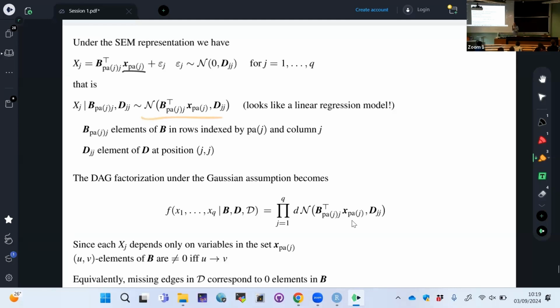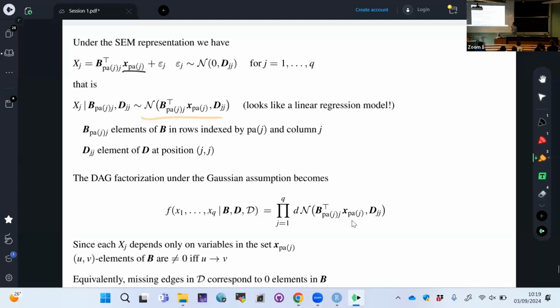Okay, so something which looks like a linear regression model, okay? And we know how to deal with linear regression models, both in frequentist estimation, but also in Bayesian inference, okay? We know which prior to assign to B and djj, for example, multivariate normal, inverse gamma. So we know how to obtain posterior distributions in closed form, marginal likelihoods, and so on.